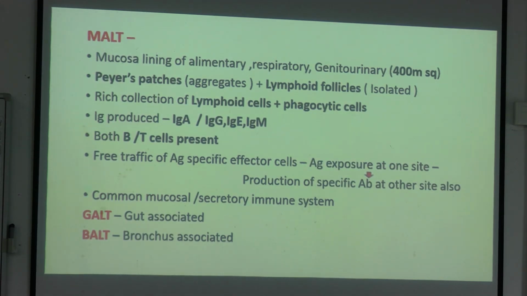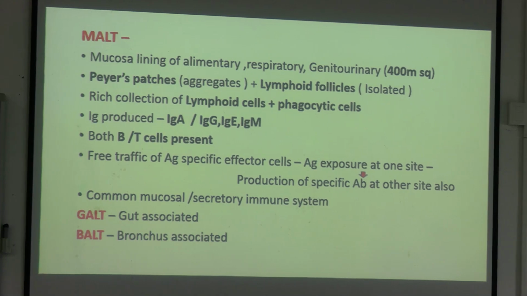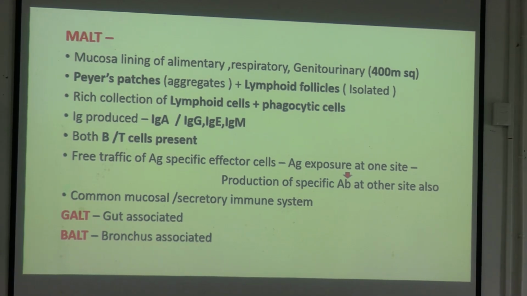Now, coming to the Mucosa-Associated Lymphoid Tissues, or MALT. What are these? There is mucosa in our alimentary canal, and in the alimentary canal mucosa, or the respiratory or the genitourinary mucosa, there are some portions which are called Peyer's patches. These are aggregates, and some are called lymphoid follicles because they are isolated.